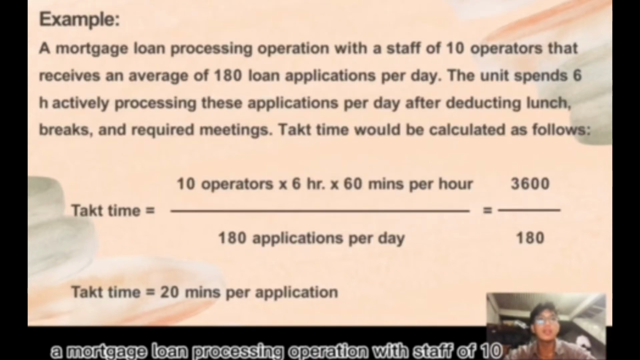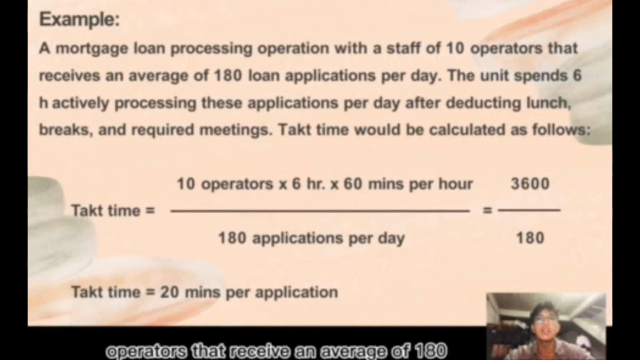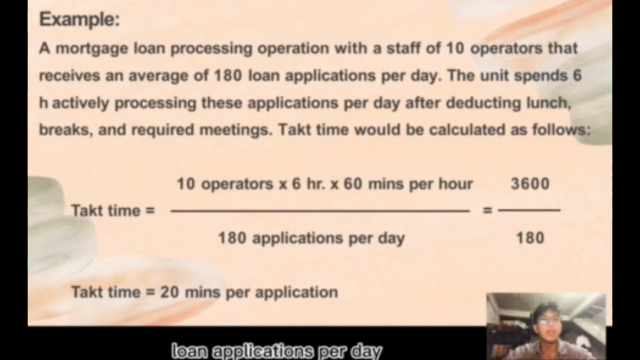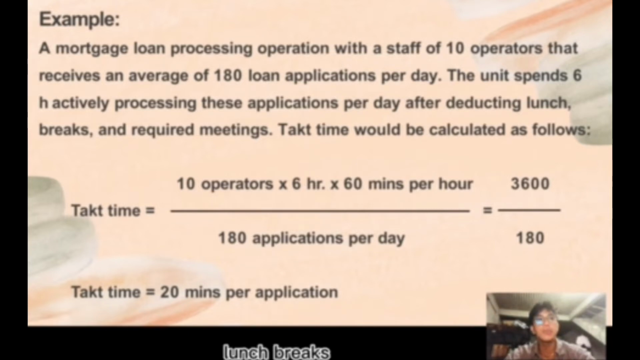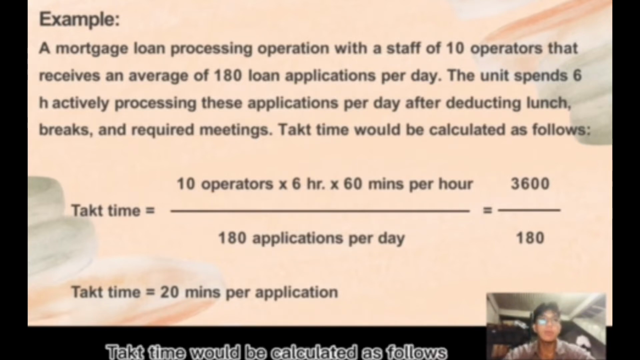A mortgage loan processing operation with a staff of 10 operators receives an average of 180 loan applications per day. The unit spends 6 hours actively processing these applications per day after deducting lunch breaks and required meetings. Takt time would be calculated as follows.